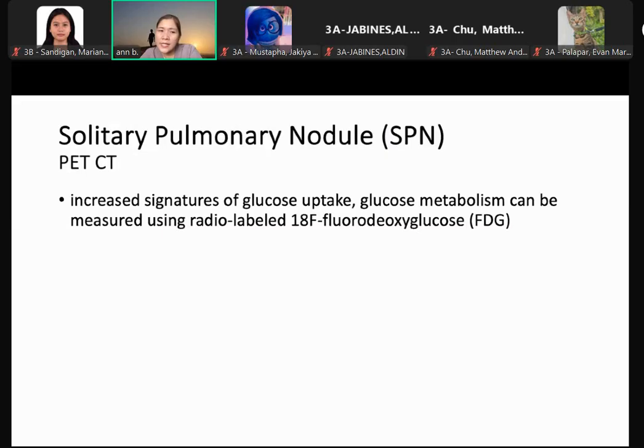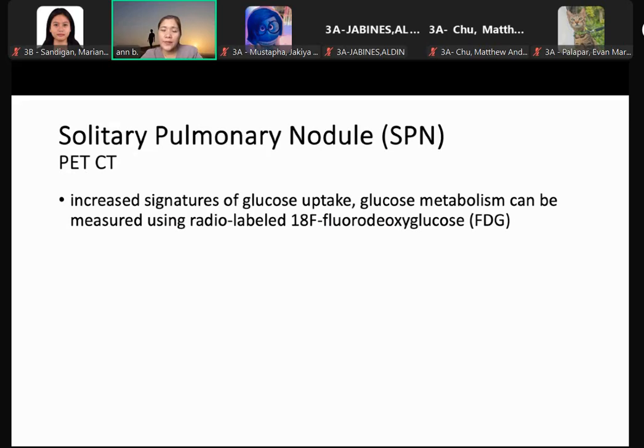So PET CT. So again, nice to know. This is just when you have that nodule and it turns out malignant, or if it is the intermediate probability of cancer, you need to do PET CT. But PET CT is very costly. But it helps in your diagnosis because it lights up. And if it lights up, it is positive already for metastasis somewhere. Or if the SPN lights up, it could be a malignancy.